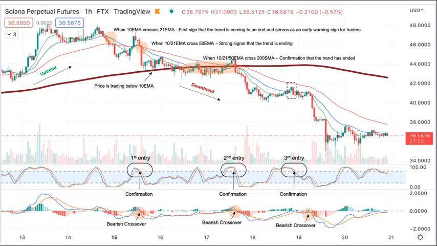So how do I catch my trade? Just wait for these signals to appear. Later I will do a live example to show you all. So this is another example to catch a change of trend.